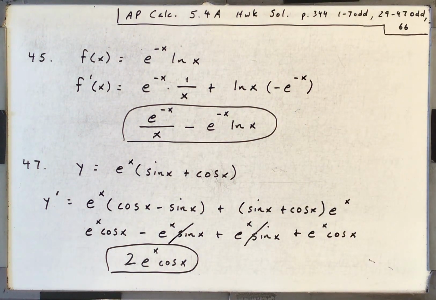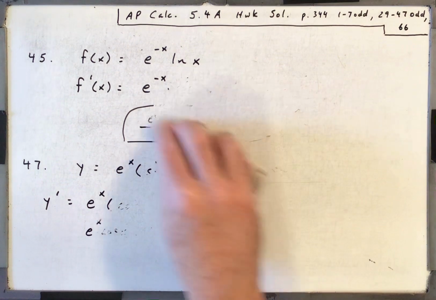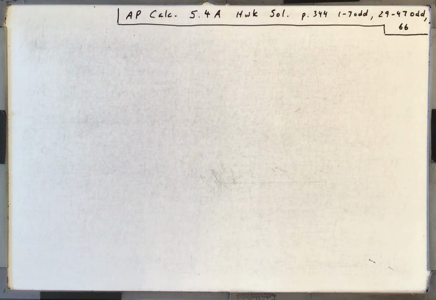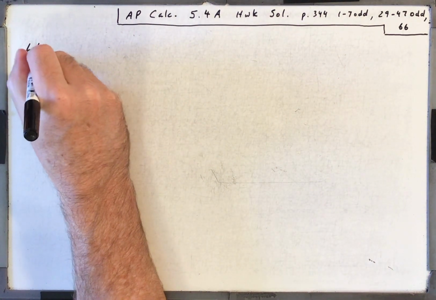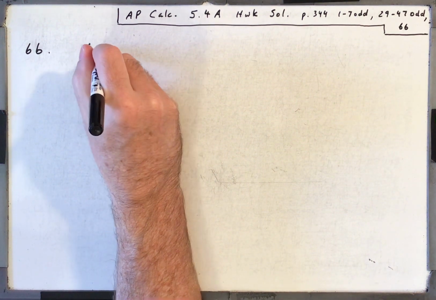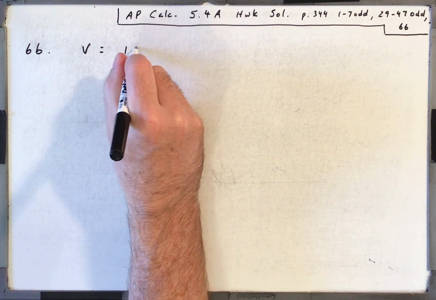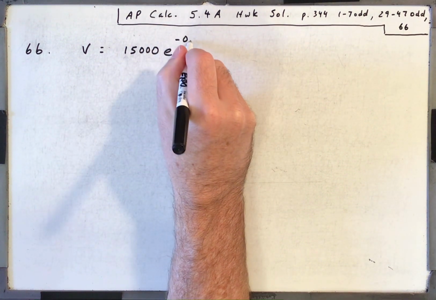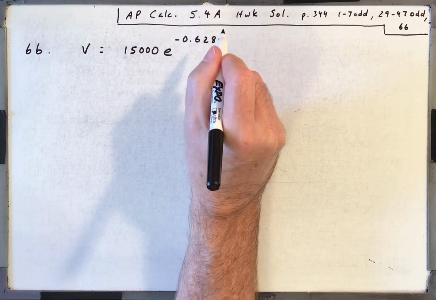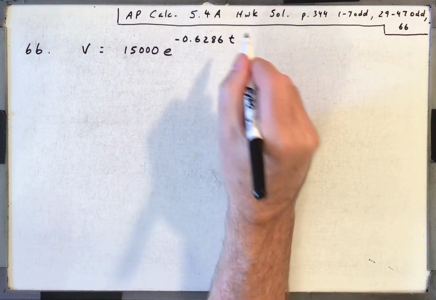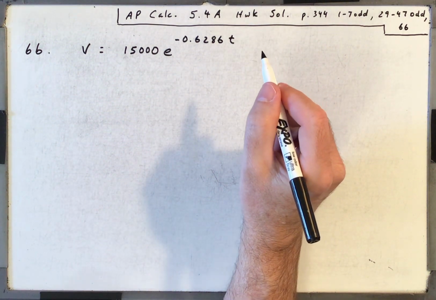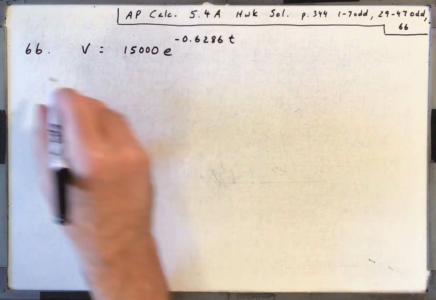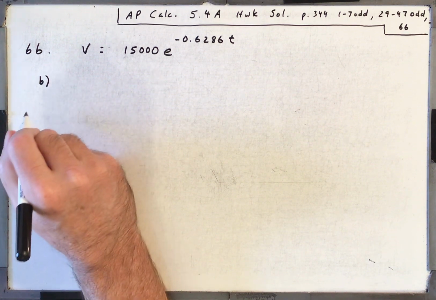Okay, almost done. We just need to do the word problem. So number 66 is a problem about depreciation. We have V is equal to 15,000 times e to the minus 0.6286 t. Okay, and the question, first it says graph the function. Not going to go over that. Hopefully you did that in your calculator, but I want to do B and C on the board here.